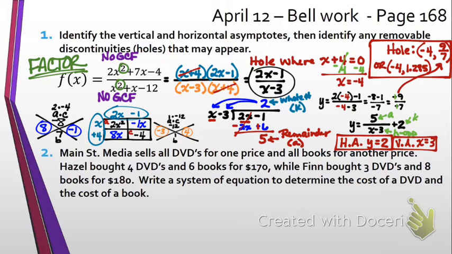All right. Main Street Media sells all DVDs for one price and all books for another price. Hazel bought 4 DVDs and 6 books for $170, while Finn bought 3 DVDs and 8 books for $180. And we want to write a system of equations for this. So I want to know, what are the 2 things we're looking for here?